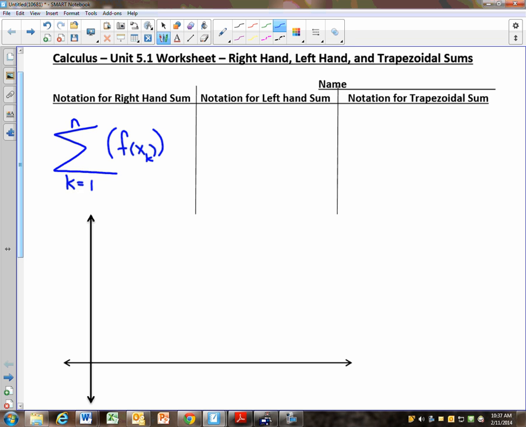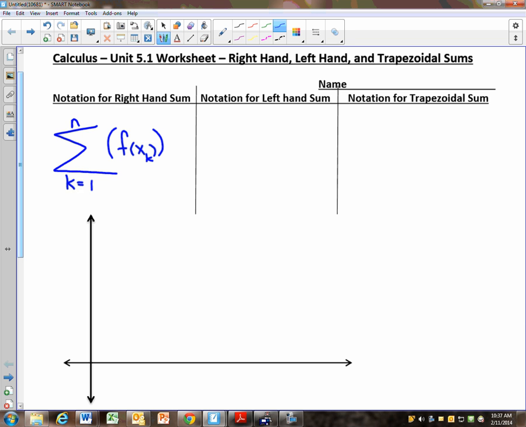Okay? The idea is that we sum up the heights. And the way that you get the heights is you plug in your x value for the function. This means you just add them all up. But we also need to multiply by the width.